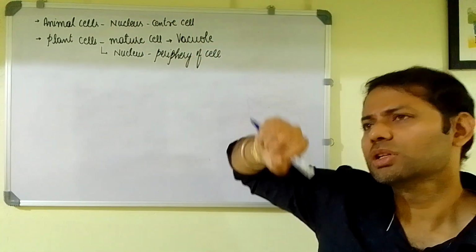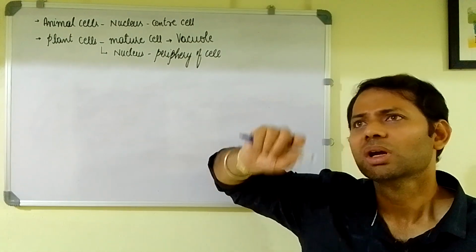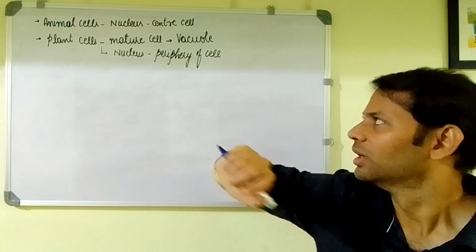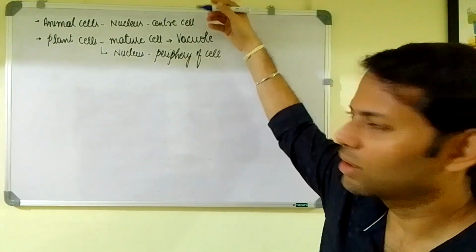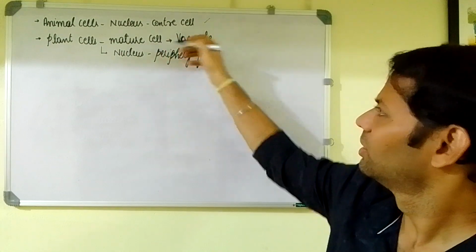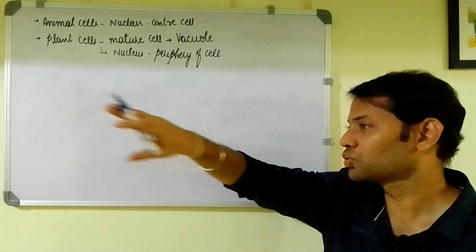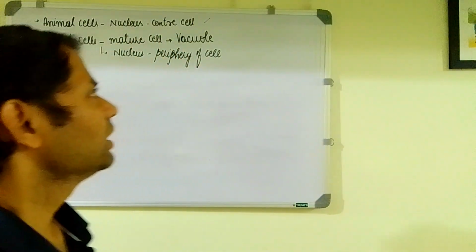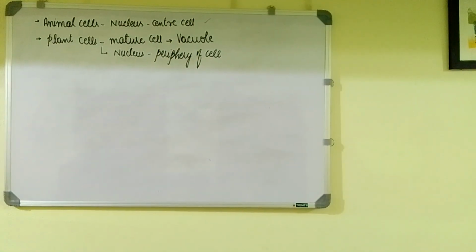If you see some animal cells, especially in epithelial tissues, a basal nucleus is also present. The nucleus is going to be present at the base of the cell. Those are not very common, but generally it is in the center, and in the case of plant cells, it is usually towards the periphery.